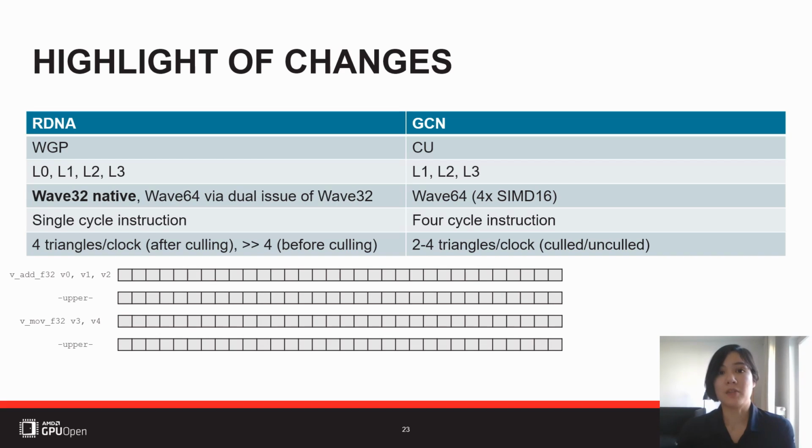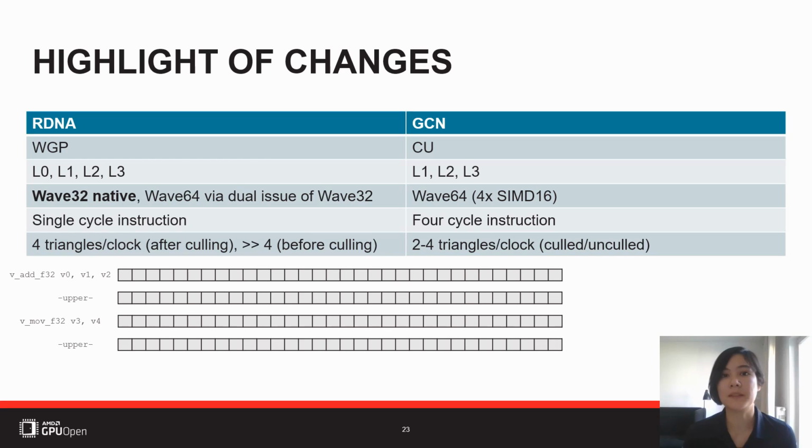We now have a wavefront size of 32 natively supported, but now here's the thing, RDNA also supports a wavefront size of 64, so there are 2 modes possible. And what happens if the wavefront is of size 64? Then we have a dual issue of a wavefront of 32. So it's dual cycle instruction in this case.